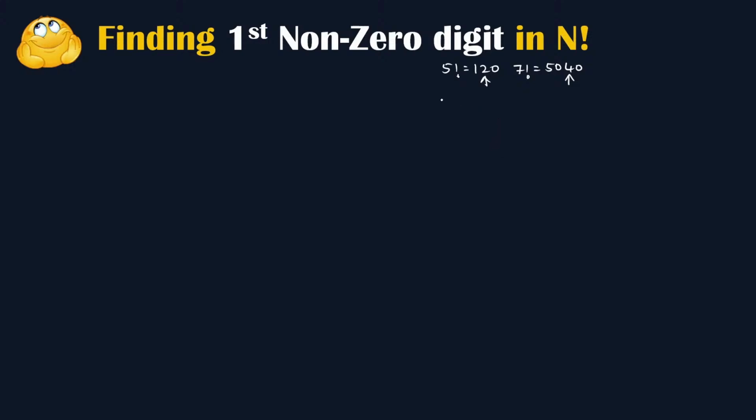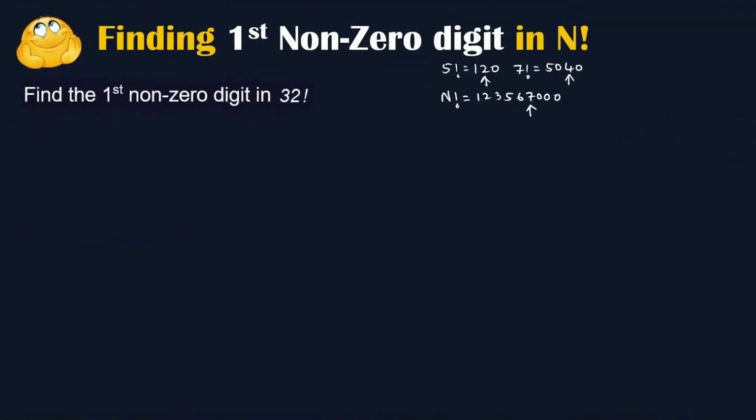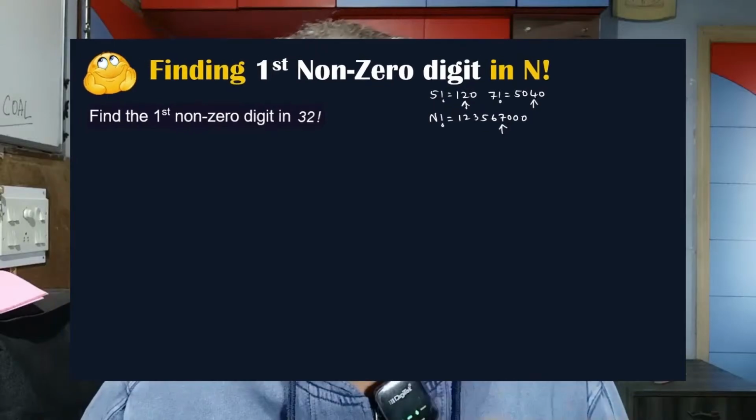Let me take another example. Suppose some natural number is there whose factorial is, let us say, like this. Now if I ask you what is the first non-zero digit, your answer will be 7. Now I hope you have understood what is the first non-zero digit, right? Now let us take an example and let me try to elaborate the concept. Find the first non-zero digit in factorial 32.